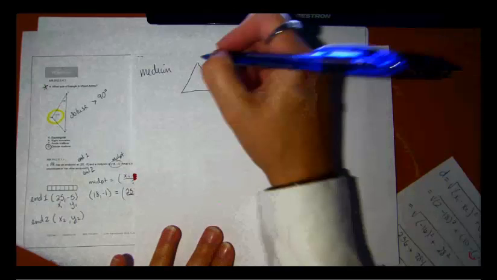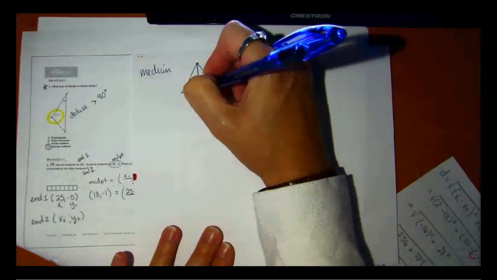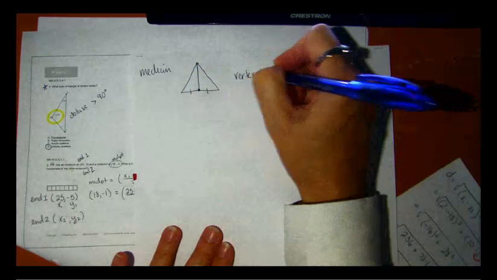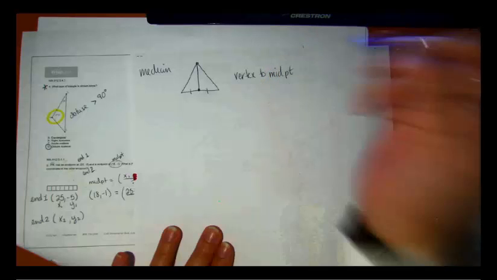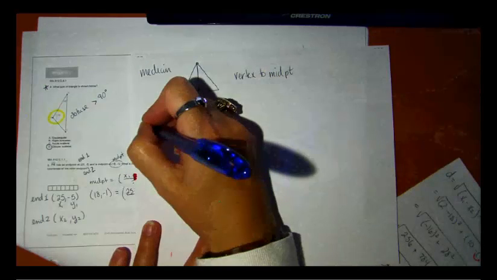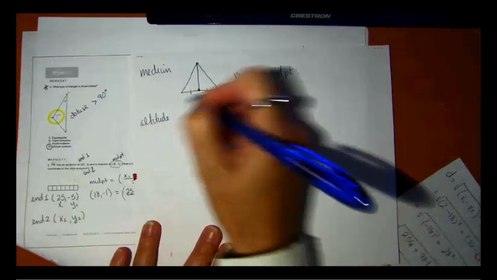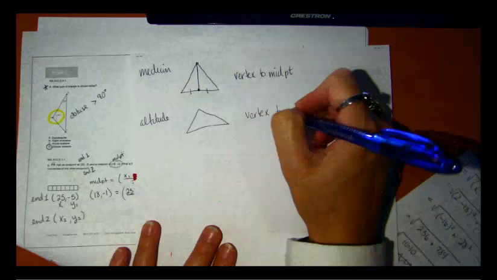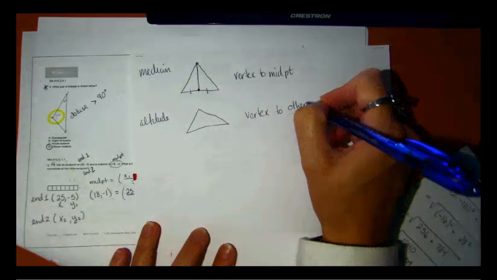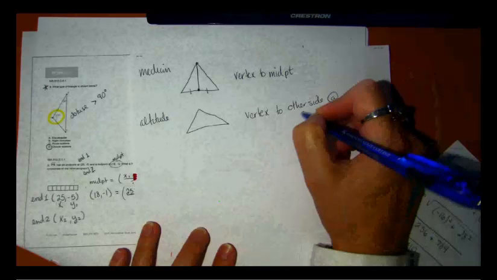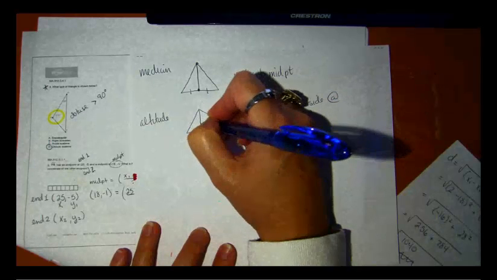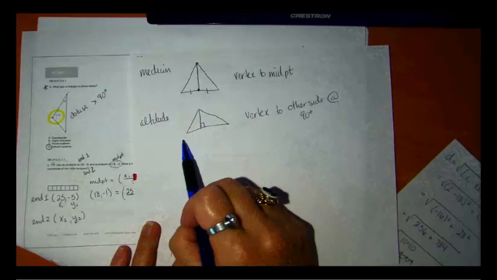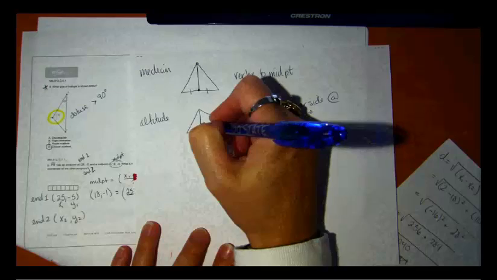Okay, so we had medians. Medians go from vertex to the midpoint. And an altitude goes from vertex to the other side at 90 degrees, like that, and I don't know anything about those two lengths. All I know is that this is 90 degrees.